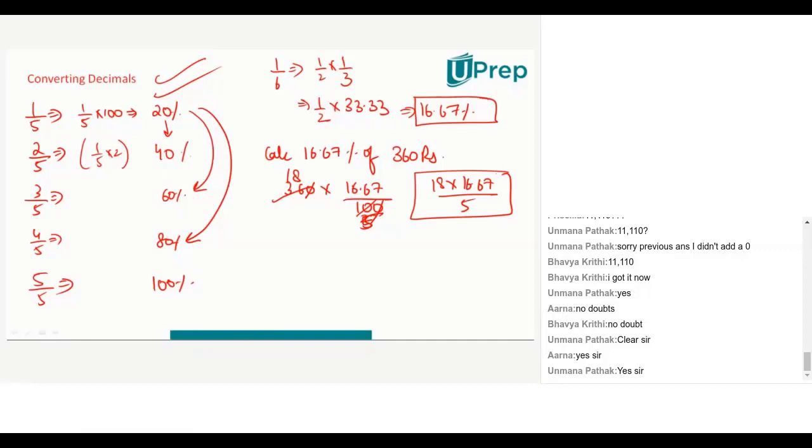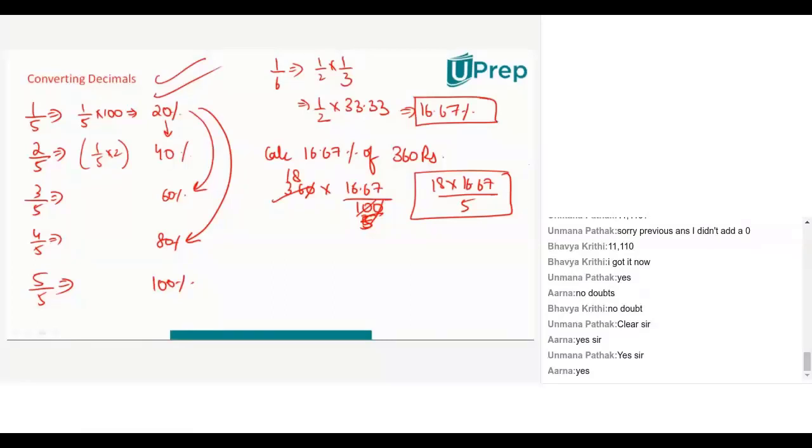Yes. Correct. This is going to get really annoying. It's going to eat up a lot of time. There's a lot of calculation involved. Now, what would a smart student like you do? You would say, boss, I know 16.67% is 1 by 6. So instead of doing the stupid calculation, I'm going to straight away write 360 into 1 by 6. This is very easy. 6 6s are 36. Boss, 16.67% of 360 is 60 rupees.